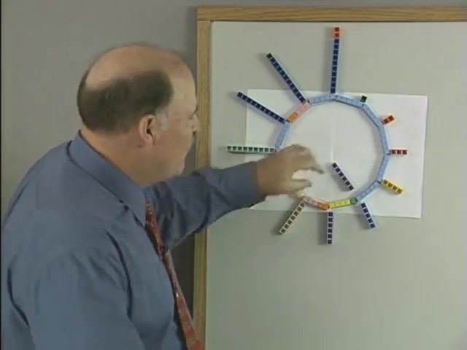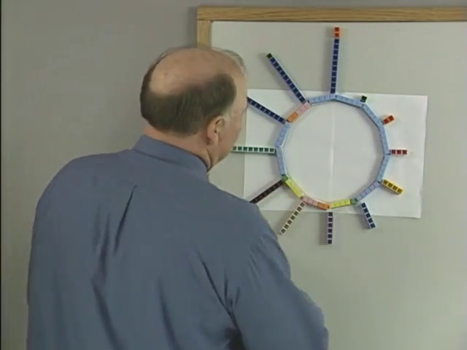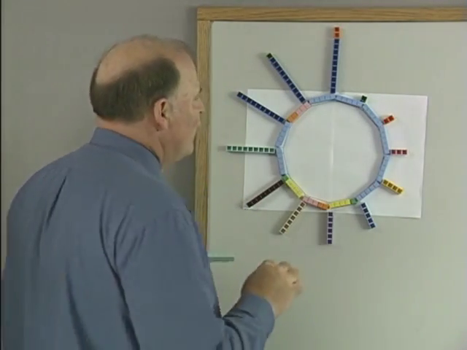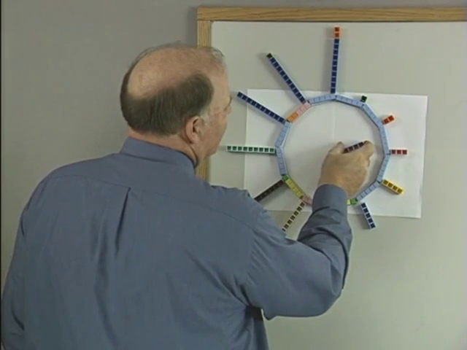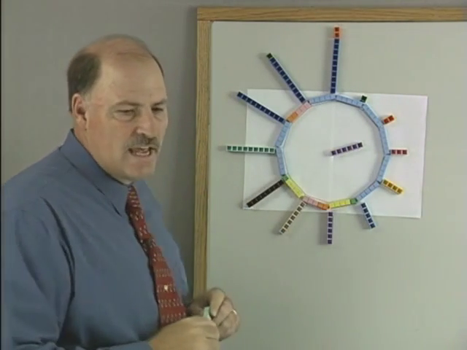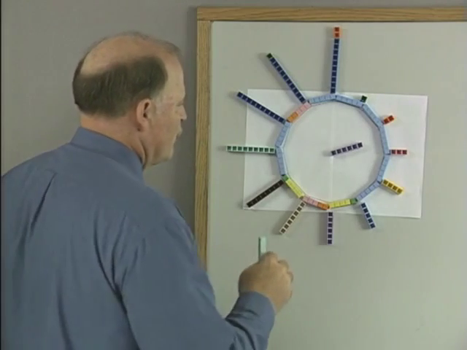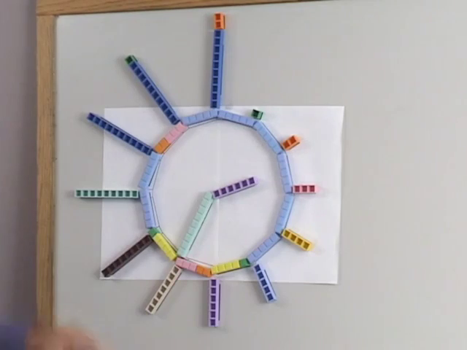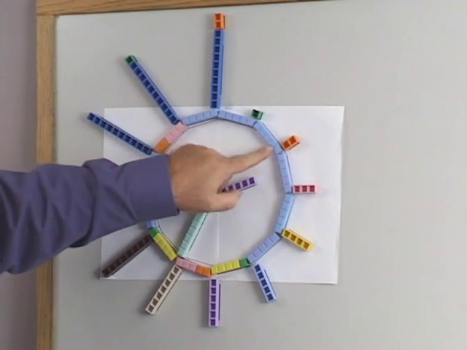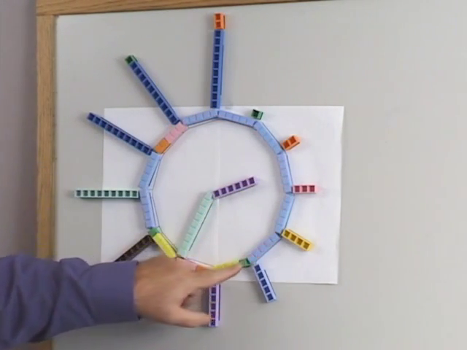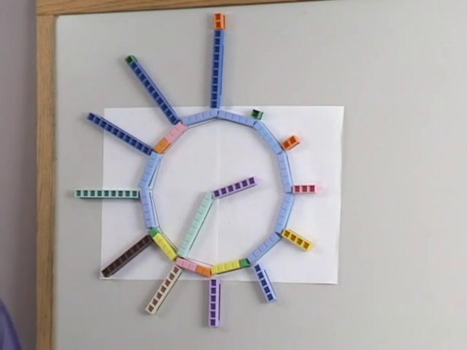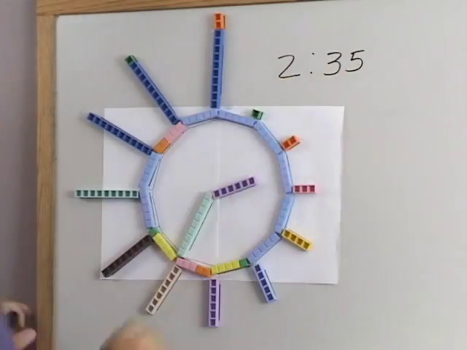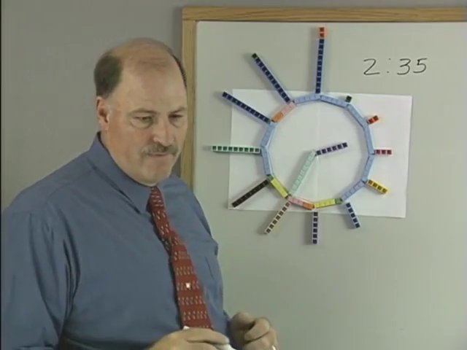Now we're going to put it together with the minute hand. Okay? So the first thing you do is you find out what hour, and then you put it together and find out what minute. So let's look at this. What hour is that? 2. Okay. What minute is that? Let's go back and skip count. 5, 10, 15, 20, 25, 30, 35. So the time is 2 hours, 35 minutes, and you put 2 dots there, so it's 2:35.